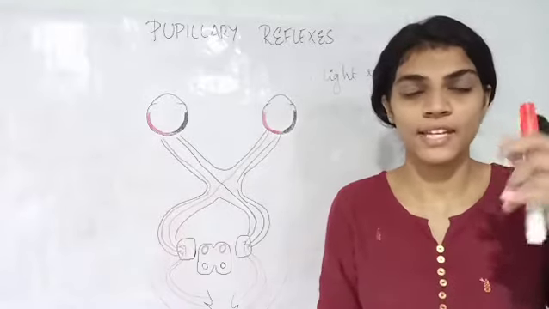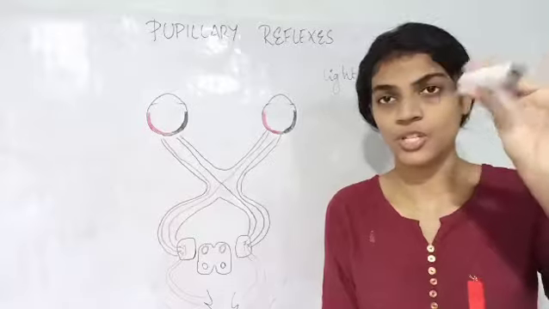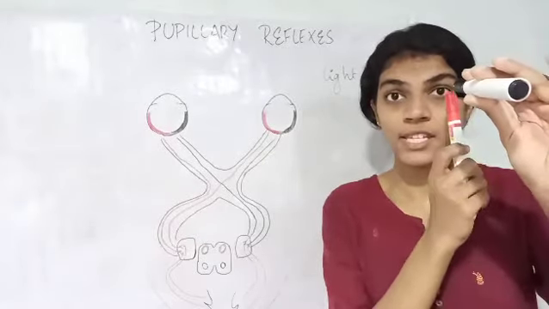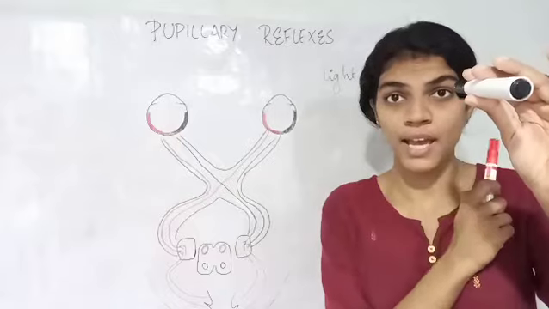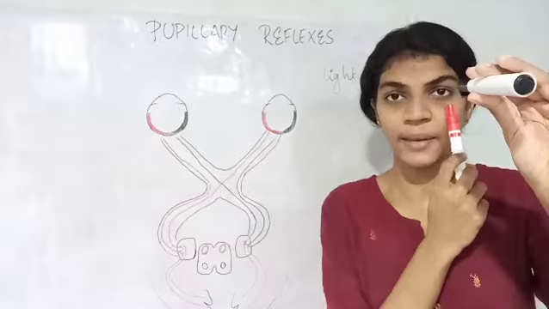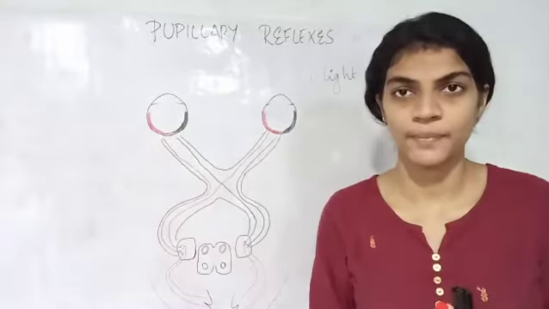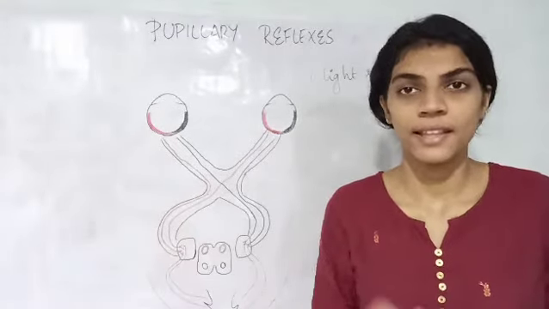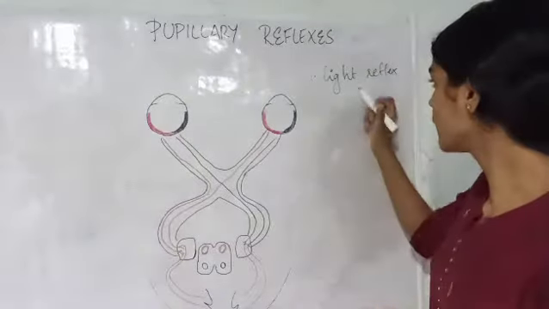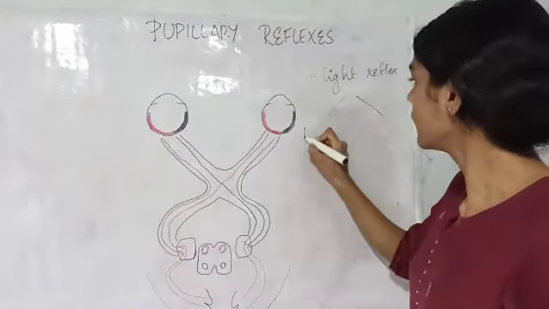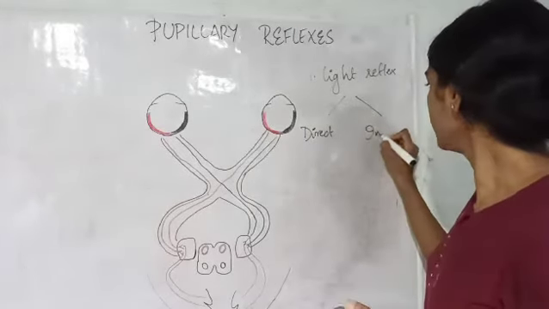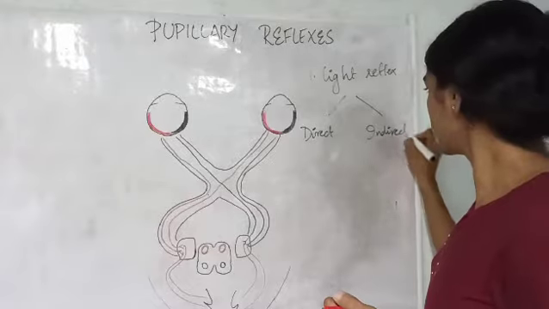When a light, suppose this is a torch, and I am directing this light into one of my eyes, you can find the pupil in this eye will be constricting. That kind of reflex is known as light reflex. Light reflex is of two types: direct light reflex and indirect light reflex.